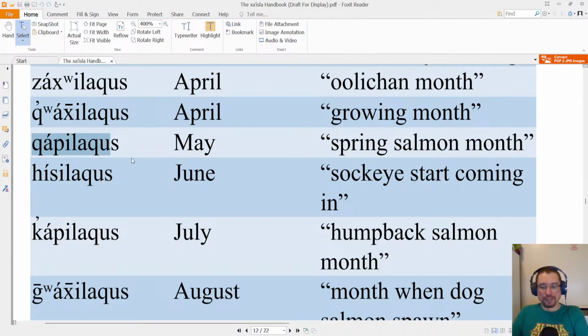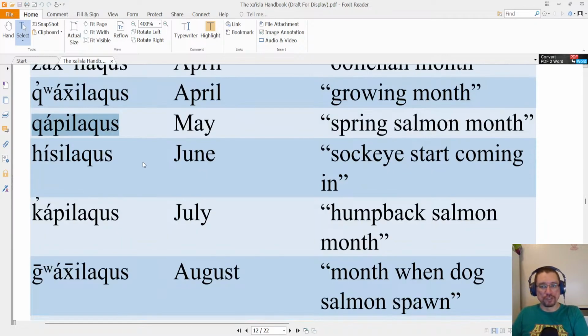Xa'isla is the time of spring salmon. That's basically how you can think of it in English. That would be more of a literal definition, is spring salmon time. Next we have xa'isla.